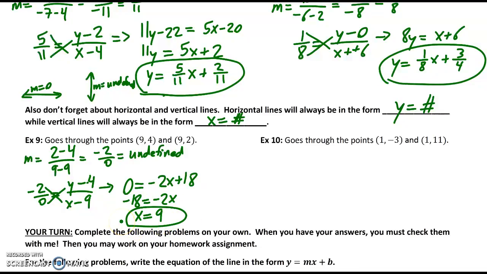As I said, it's a vertical line. It's undefined. It'll be x equals some number. X equals 9. Those of you observant in the audience will notice both of these points have an x-coordinate of 9, so it makes sense that the equation is x equals 9. Okay? Number 10 works out similarly.